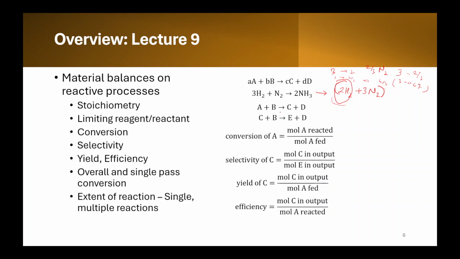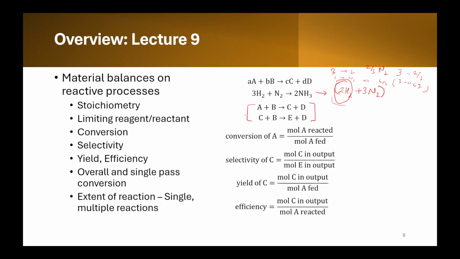So consider this reaction system. A plus B giving C plus D. And then this C which is being formed reacts with B and gives us E plus D. So it is basically a series reaction in terms of C and a parallel reaction in terms of B. So this is a reaction system given here.